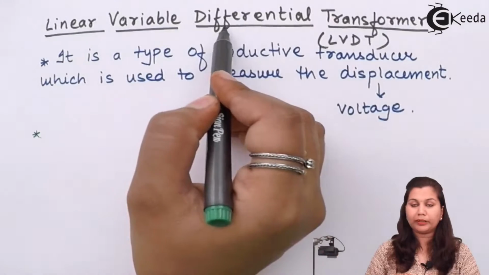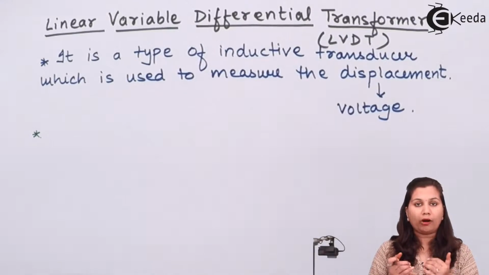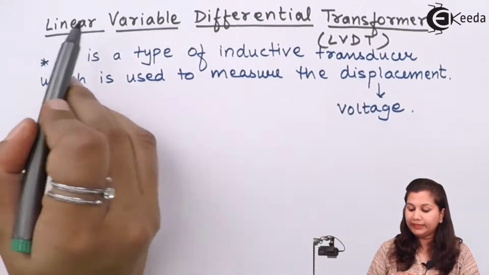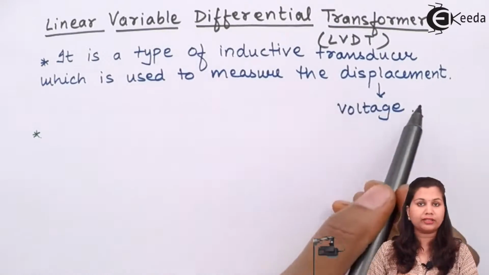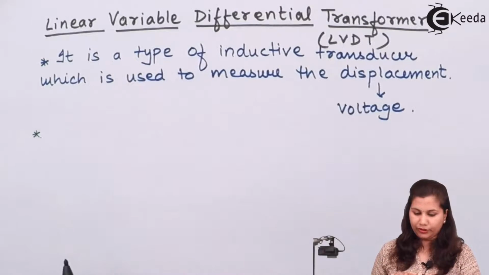It is a differential transformer because the output of the transformer is the difference between the voltages across the secondary windings. So the output voltage is the difference of the voltages, that is why it is called differential transformer. And linear variable because it is measuring linear displacement, so linear motion is converted into a voltage.